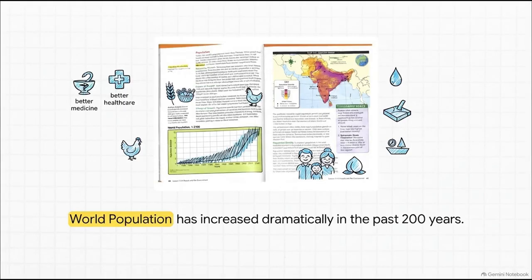We actually call this line shape a hockey stick, because as you can see, it stays flat for a really long time and then shoots straight up.